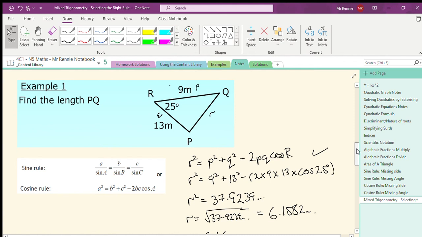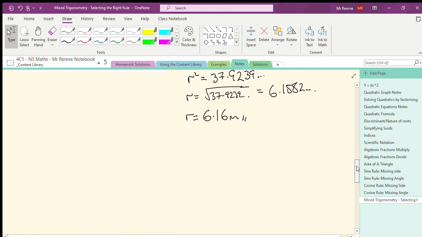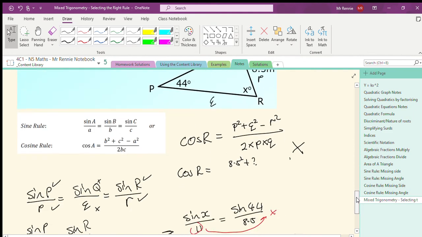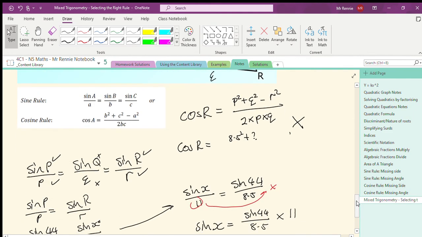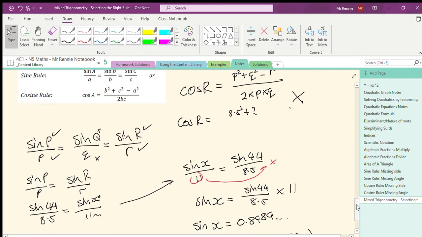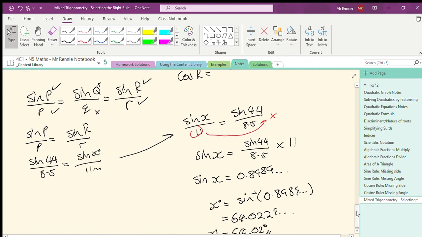If it works, if you've got the right data for it, then it's a cosine question. If it doesn't work, for example, when we tried it for example 2 using the missing angle formula for the cosine rule, we didn't have all the sides we needed, therefore it had to become a sine rule question. Remember when you're trying these exercises today, you might end up getting stuck with working out what it is. That's the bit that's new for us today, that takes a bit of practice.